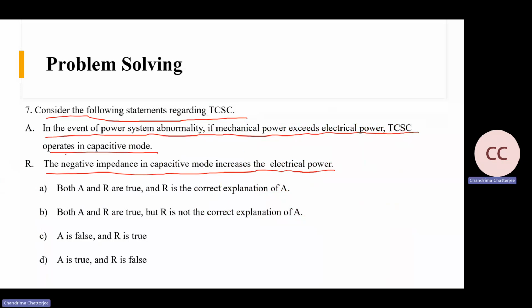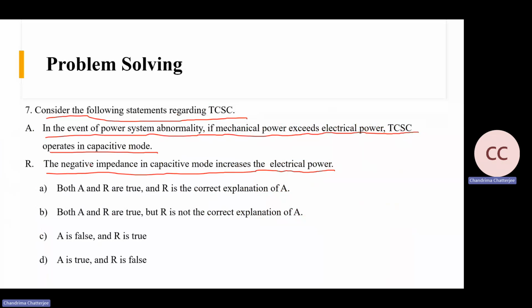So the first statement states that in the event of power system abnormality, if the mechanical power exceeds electrical power, TCSC operates in capacitive mode. Okay, so that is true. When the mechanical power is greater than electrical power, TCSC operates in capacitive mode in that case.